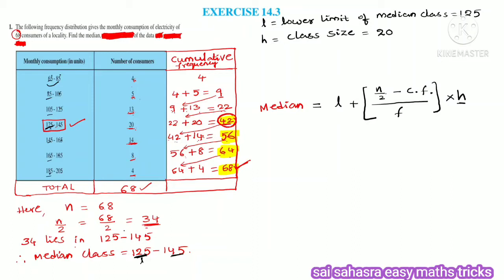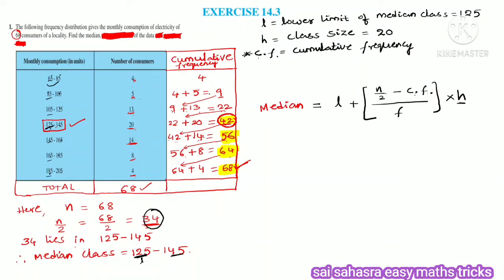Next, N by 2 is already there. N by 2 value is 34. I am not writing it here. CF: at this point you have to be very careful. Most of the students will make the mistake here only. CF means C for cumulative, F for frequency.